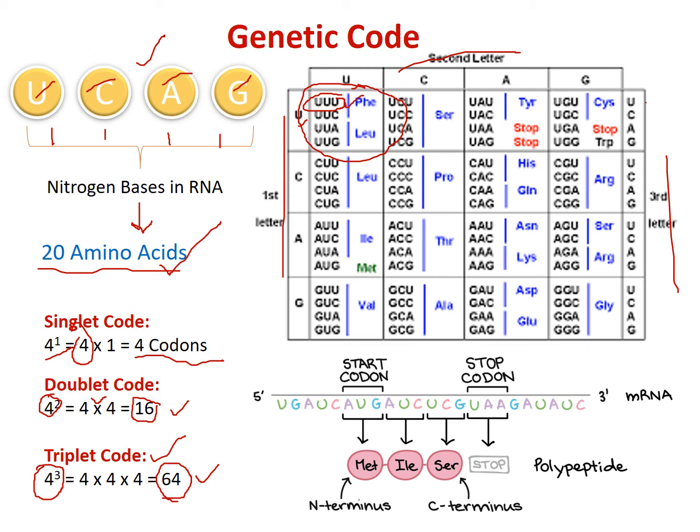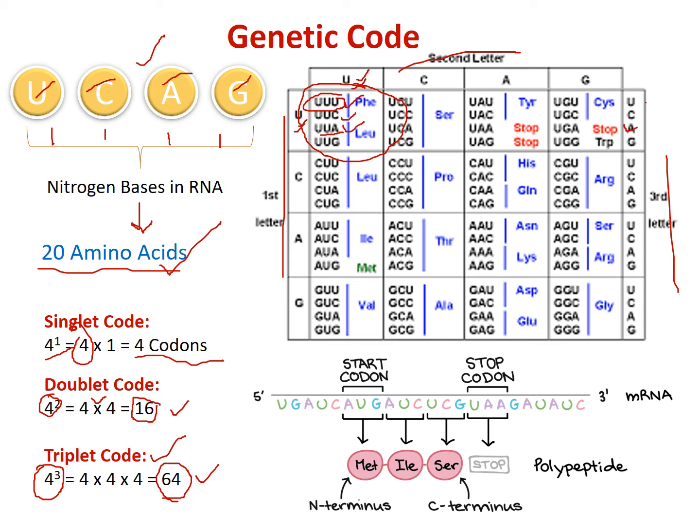And the second one, UUC. Here it is taking U from the left and U from the top and C from the right side. So that is why it is forming UUC. In the same way, the third one, UUA. It is taking U from the left and from the top, and it is taking the A from the right side. So here you can see that there are 64 codons.